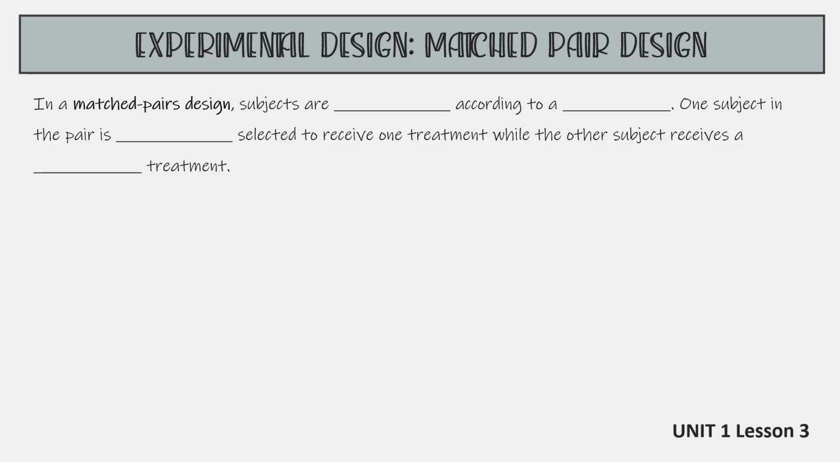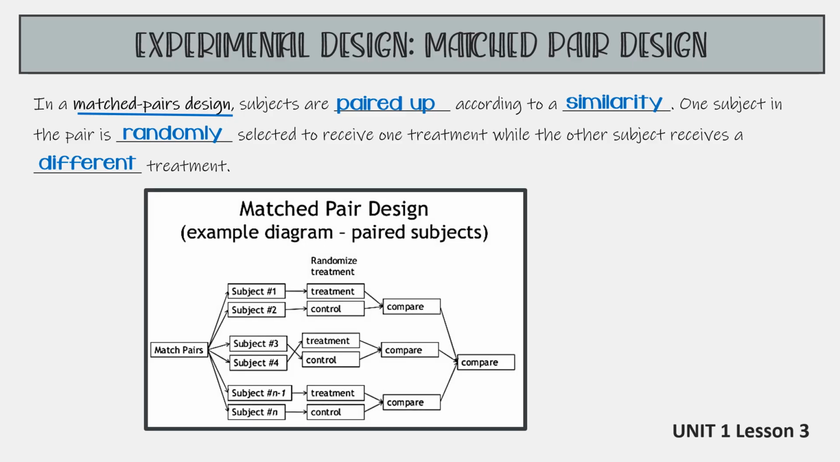Experimental design, matched pair design. In a matched pairs design, subjects are paired up according to a similarity. One subject in the pair is randomly selected to receive one treatment while the other subject receives a different treatment. Matched pair design uses quite often sets of twins, and they would be very similar. So they make a good pair up. Randomly, one will get one treatment and the other would get another treatment.